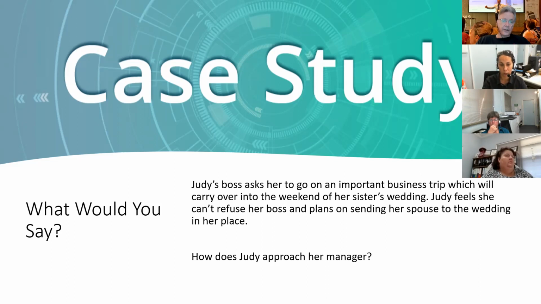What about this one? Judy's boss asks her to go on an important business trip, which will carry over into the weekend of her sister's wedding. Judy feels that she can't refuse her boss and ends up sending her spouse to the wedding in her place. How does Judy approach a manager? So this is difficult because it's a power relationship. What do you think you might do to approach your manager in this circumstance?